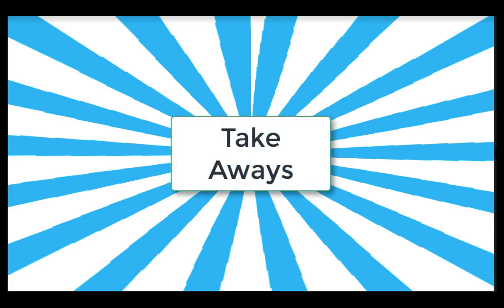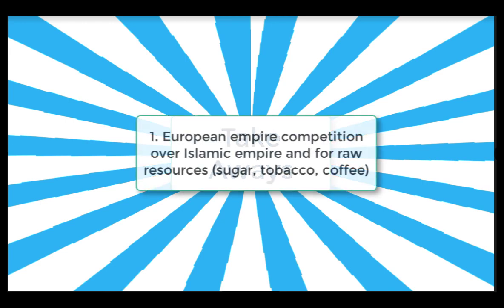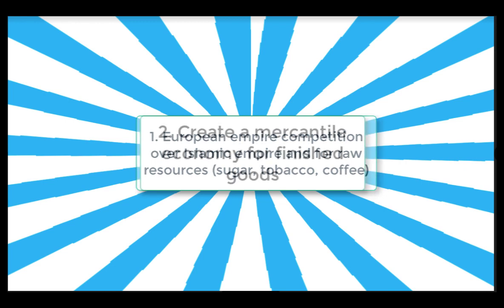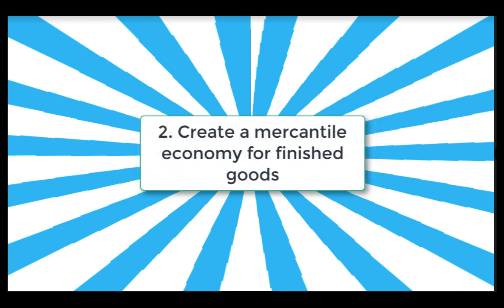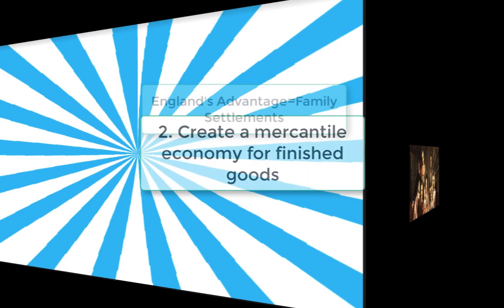Okay, so what takeaways do we get out of all this? Number one, all the European countries were competing with each other because they had to deal with an expansive Islamic empire in the south and the desire for raw resources. Commonality in doing this with raw resources was to create a mercantile economy, and they were seeking out raw resources like gold, silver, tobacco, sugar, and rice.